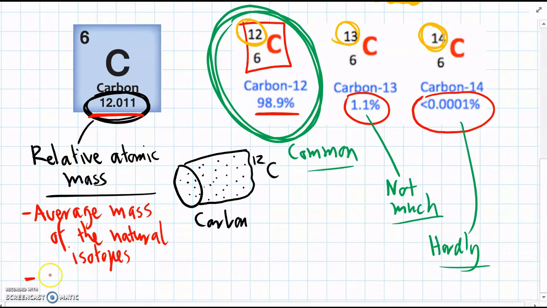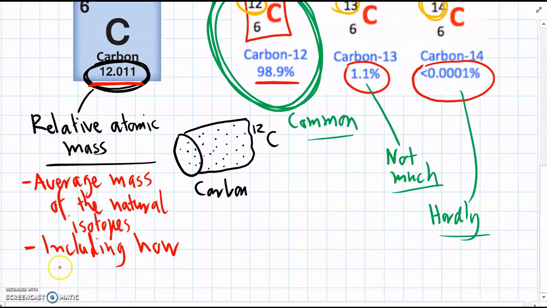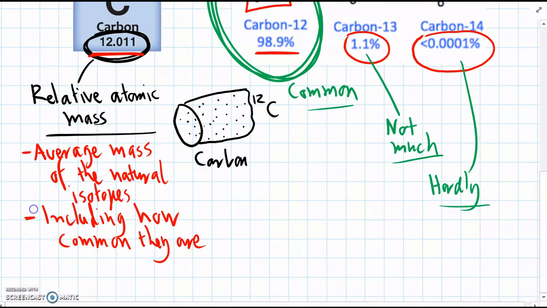So it's an average mass, and it's called a weighted average. Or in other words, it's including how common each isotope is. And another name for that is abundance. Abundant means common, so the abundance is how much of that isotope.